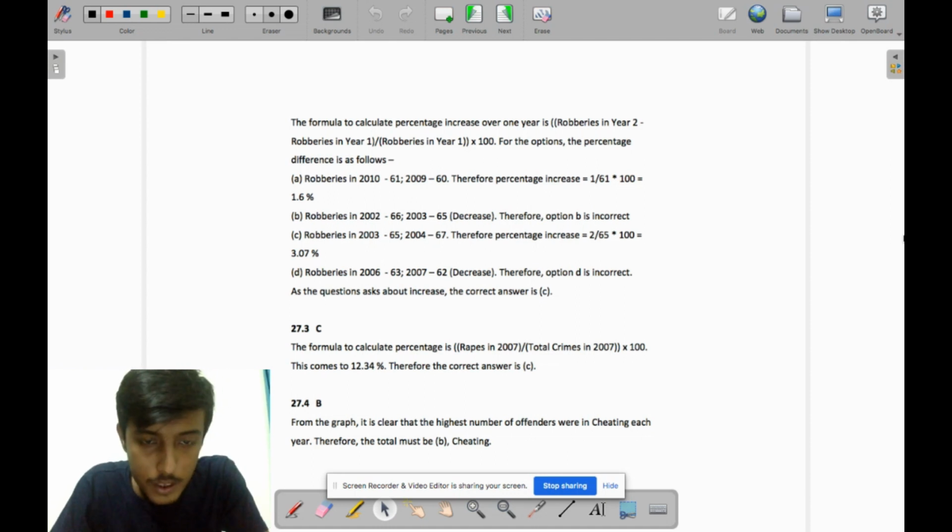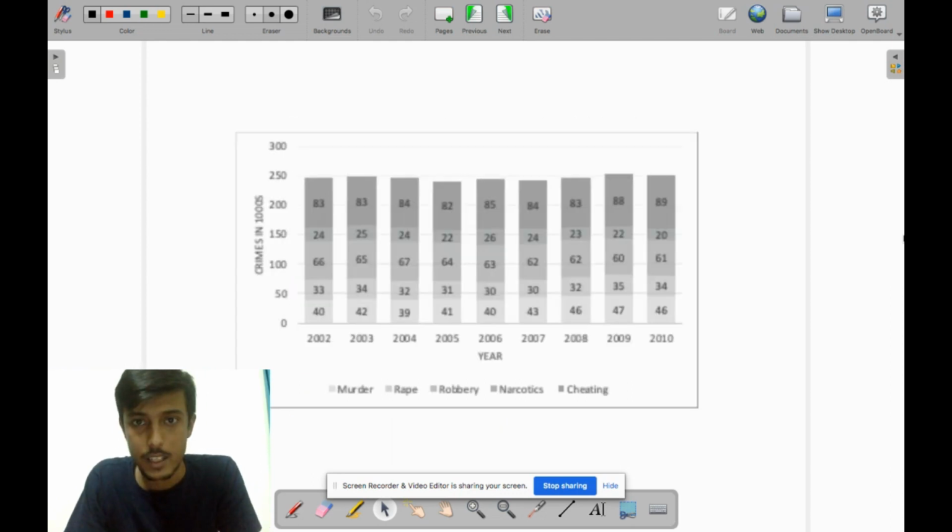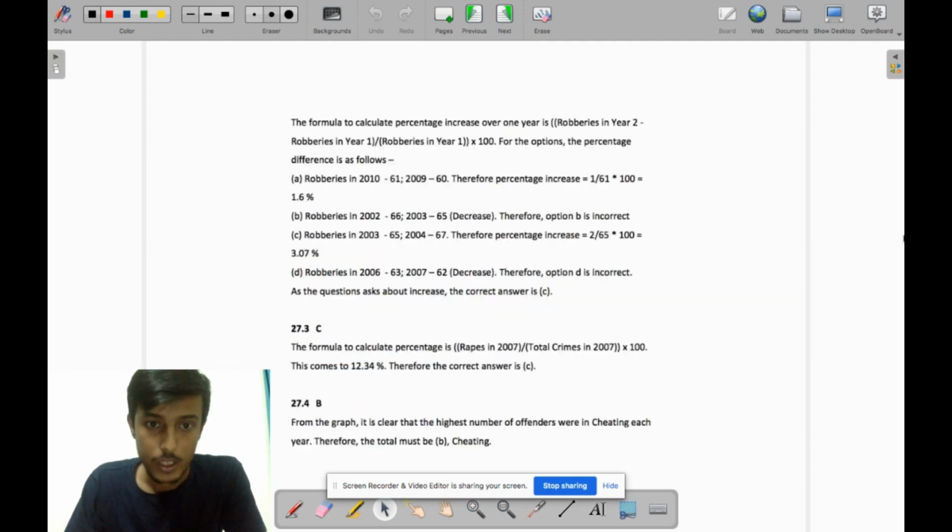So quite simple. Your answer will be what? C. I think this was quite simple. You can just look at the graph and decide. You don't even need to go into the percentages, if you are a little bit adept with fractions. Okay, moving on to the third subpart.